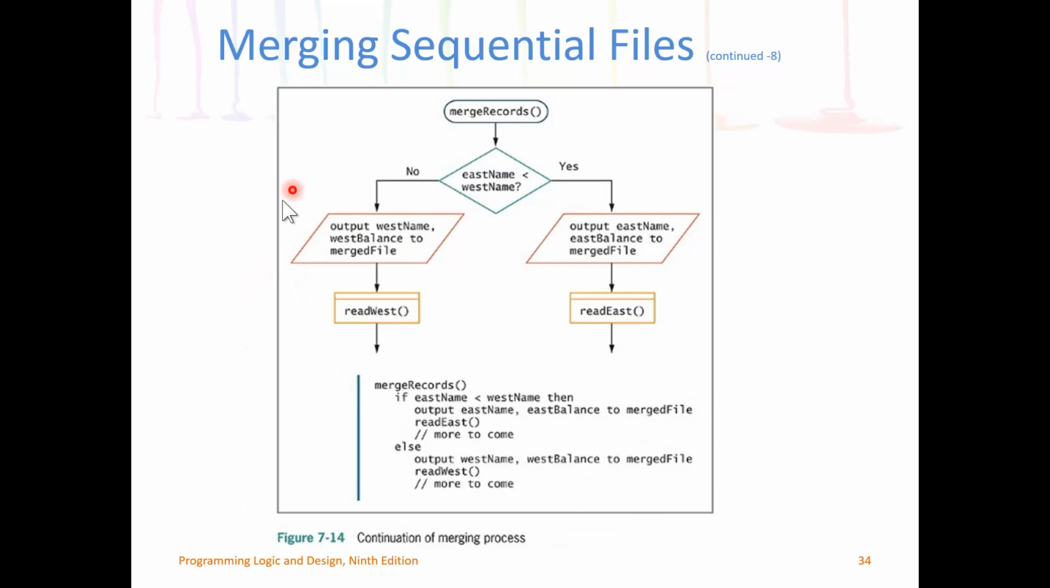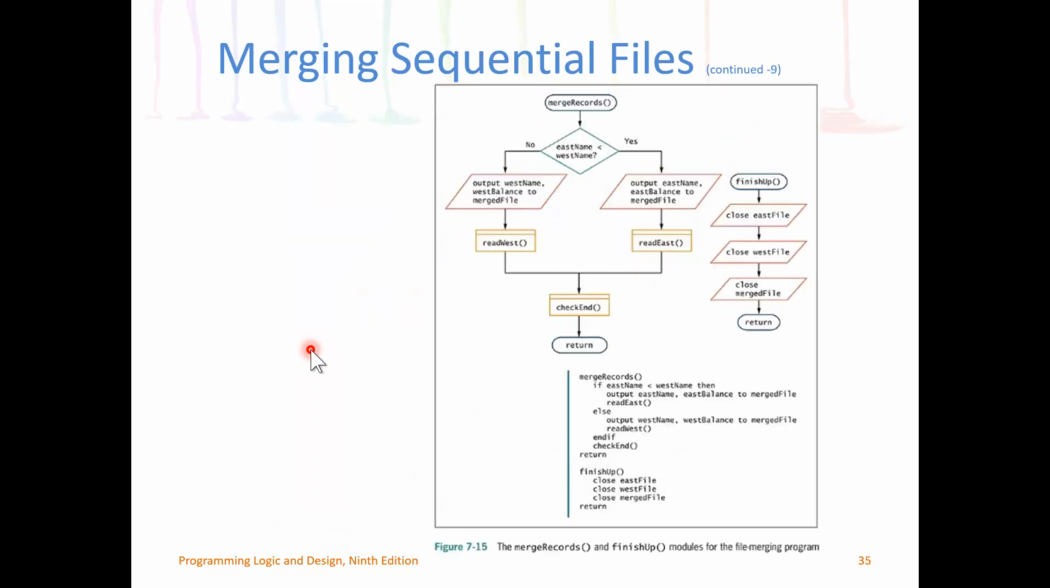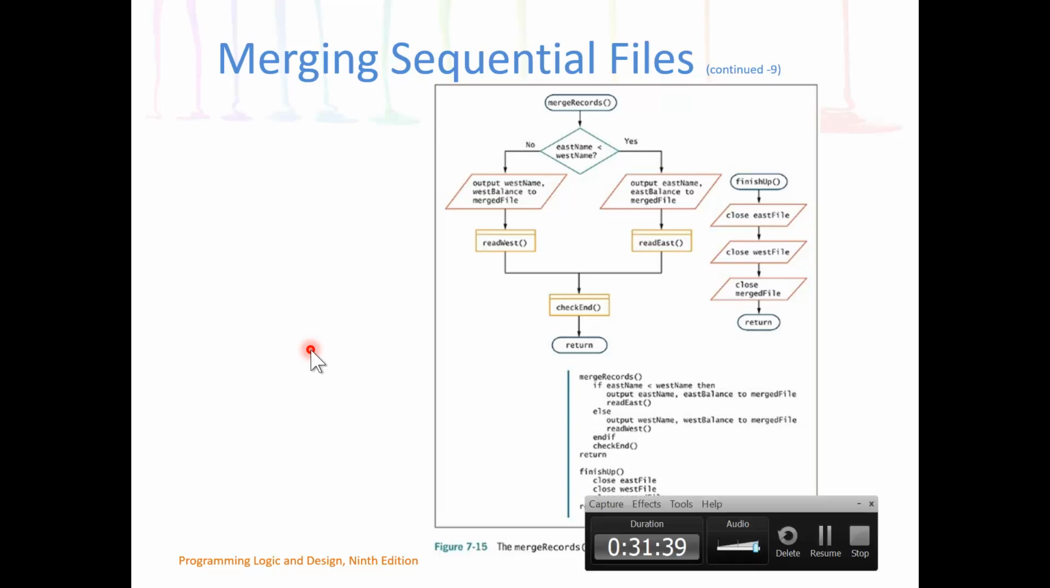Now, after we've written a record out, if we write a West record out to the merged file, then we have to read from West and go back up and try again. If we write an East record out to the output file, we have to read from East. So we keep doing this and keep comparing, deciding which record to write, either a West from the West file or the East file. But when we write a West file record to the merged file, we have to read the next West file record, and so on until we get to the end of both files.